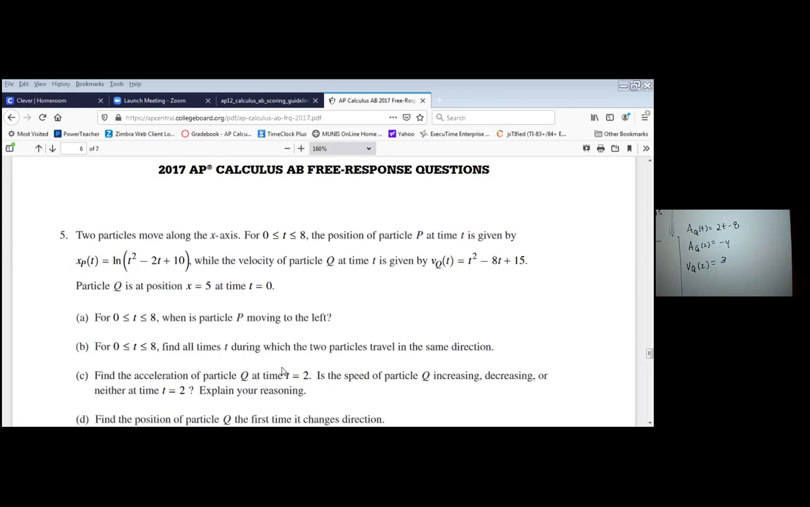All right. So now we know the deal. We know how to do this. You could just make your next statement here that says what? Is it speeding up or slowing down? Slowing down. Slowing down at t equals 2 because AQ at 2 is less than 0 and VQ at 2 is greater than 0, and you have got full credit.